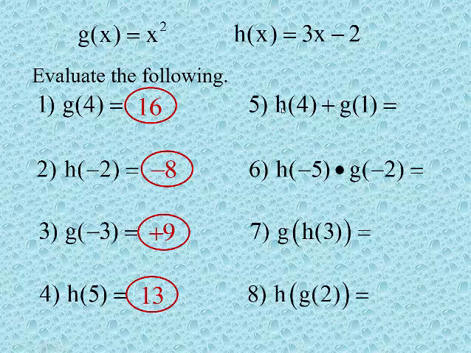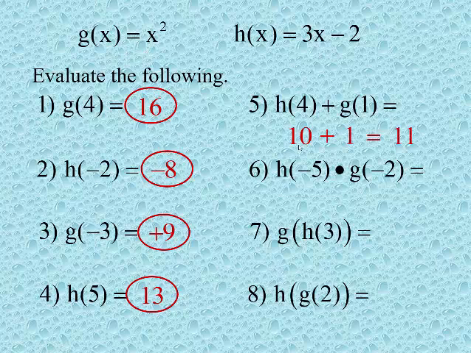All right, these ones over here, just follow the algebra. H of 4 plus g of 1. Well, what's h of 4? H of 4 is 10. 3 times 4 gets me 12 minus 2 is 10. Plus g of 1. 1 squared is 1.